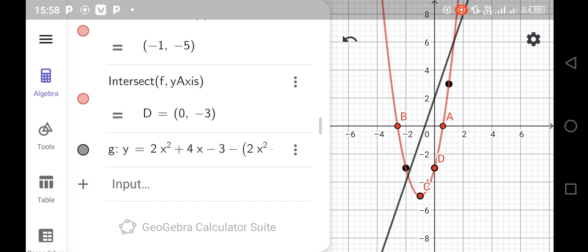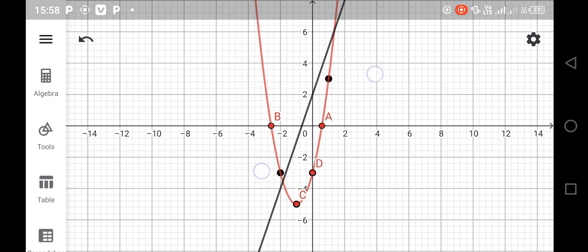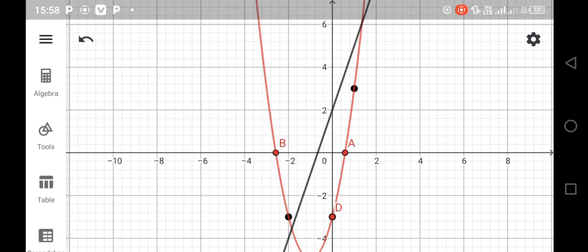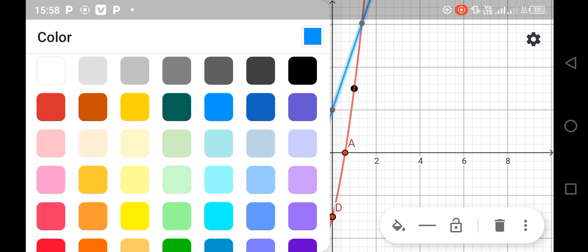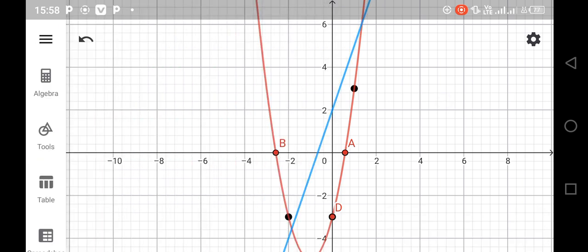As you can see in that graph, let's go there and see the graph that we have drawn. Let's give it another good line so it can be seen. That's the line which is going to intersect the first function, which was 2x² + 4x - 3.